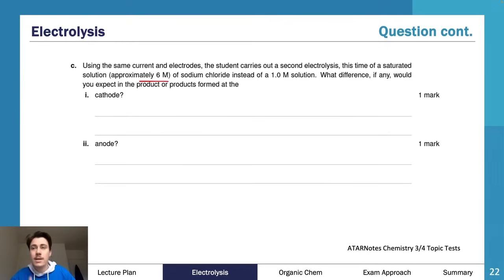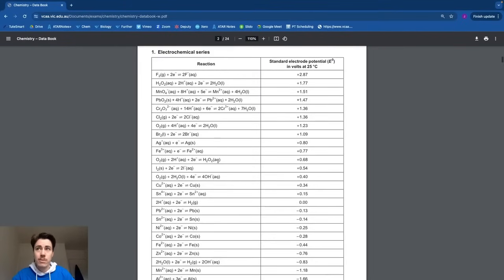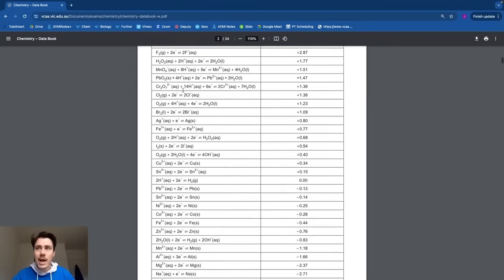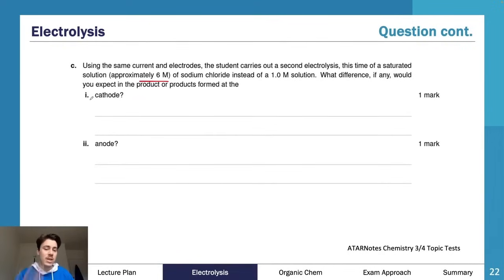So, you need to go back to your electrochemical series. It's really important here. I really highly suggest having your data book up on a tab or having it in front of you, and going back to your electrochemical series and going, all right, what's going to change here? So I want you to have a go at this question. 3, 2, 1, pause. And hopefully you're back.